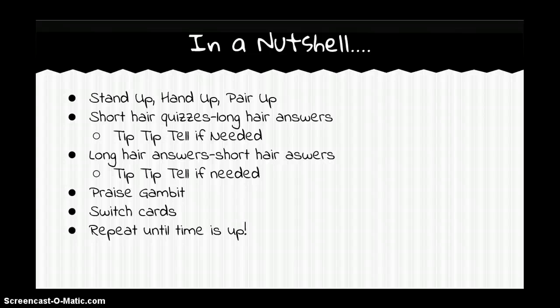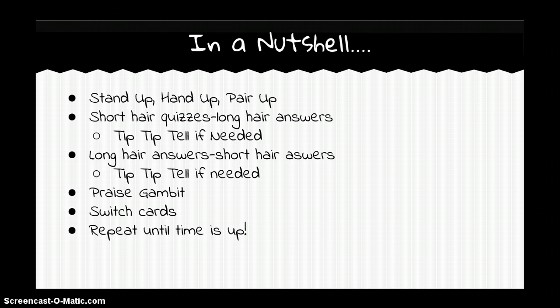As soon as you make eye contact with somebody, so you have to be looking for eyes, you high five them. Not yet. I'm going to go through the directions real quick. And you're going to high five them. I do the person with the shortest hair goes first. So the person with the shortest hair will ask the questions that are on the card. The person then tries to guess the answer. If they don't know the answer, you use what's called tip, tell. You give them a hint, you give them another hint, and if they still can't get the answer after that second hint, you go ahead and tell them.